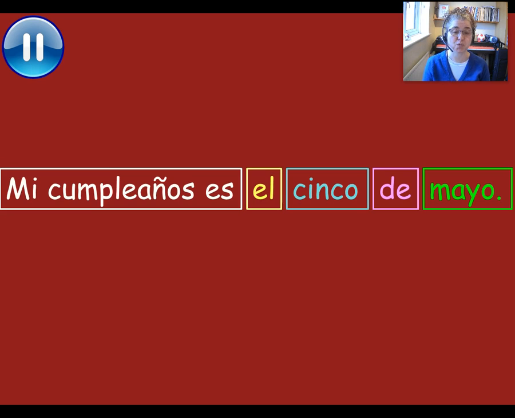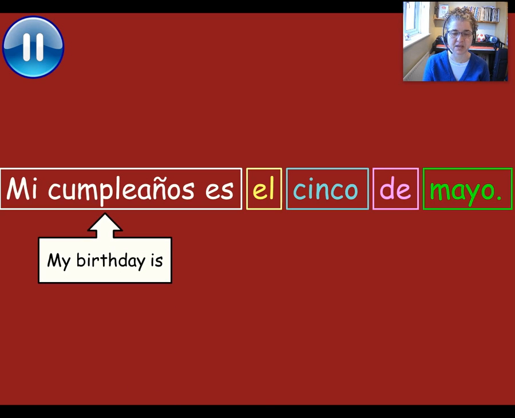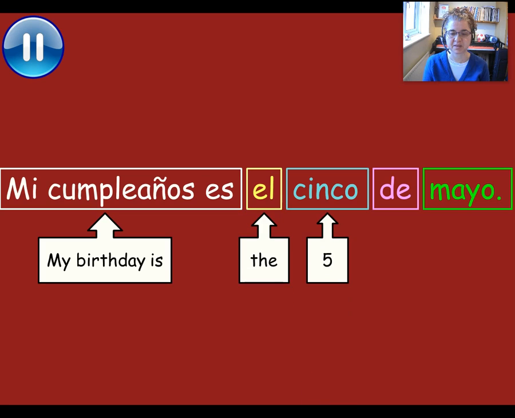How did you get on? Hopefully, you've got a sentence that looks a bit like this. It'll start off with mi cumpleaños es, my birthday is. Then it'll have el, then a number, then de, and then a month. So just check that your sentence about your birthday has all those bits. My birthday is the, then the number, then de, and then your month.